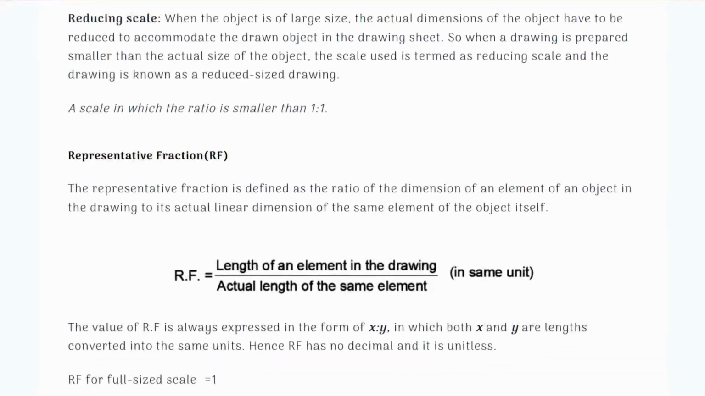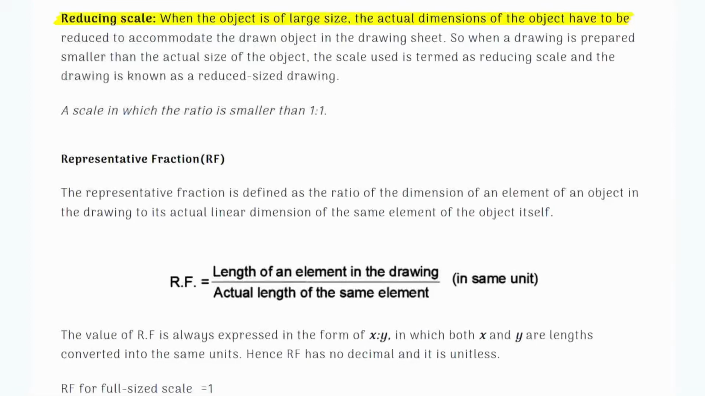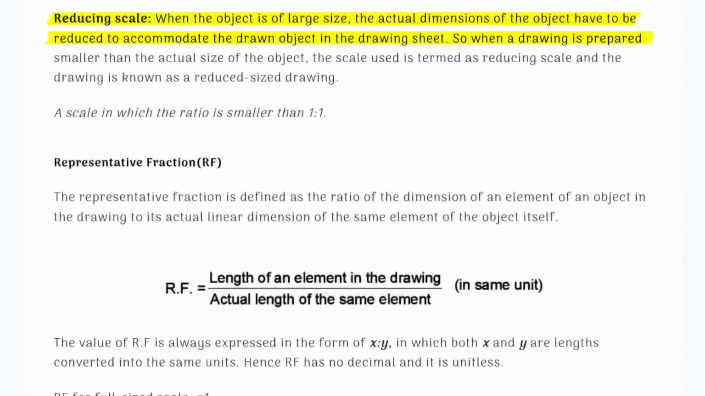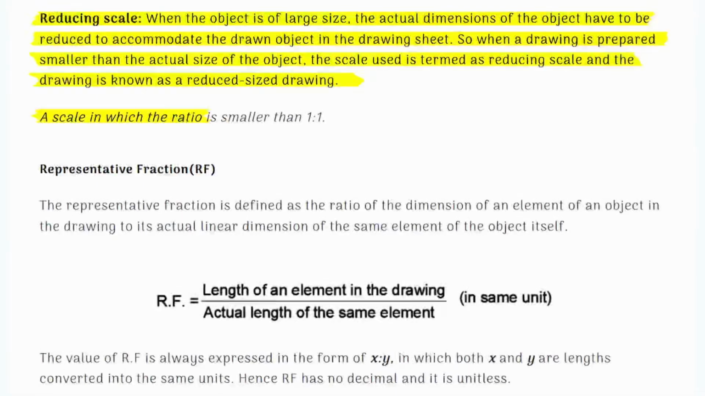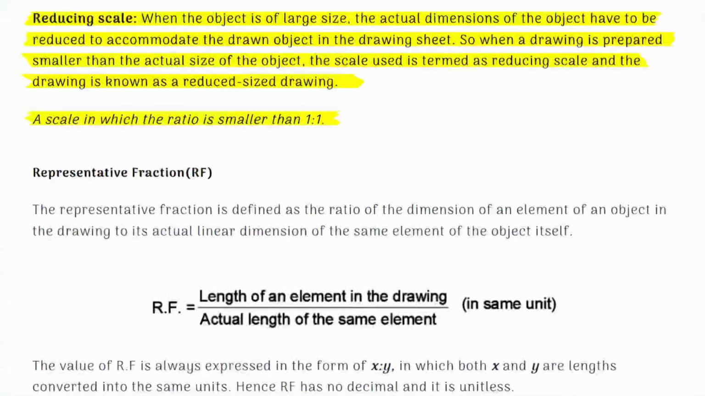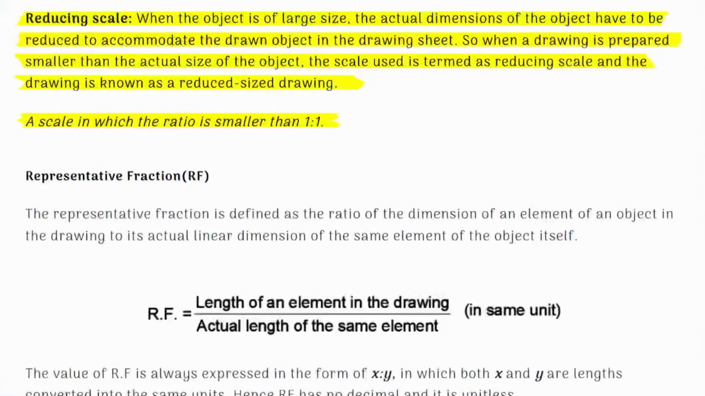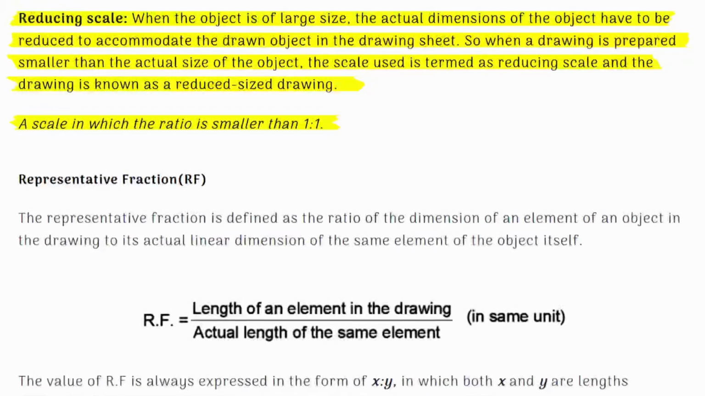A reducing scale is used when the object is too big and you want to put it on paper so that you can show it to your customers or your fellow mates. That's where we reduce the big model into a small scale. Normally, the reducing scale is represented as 1:2, 1:5, 1:10, etc.